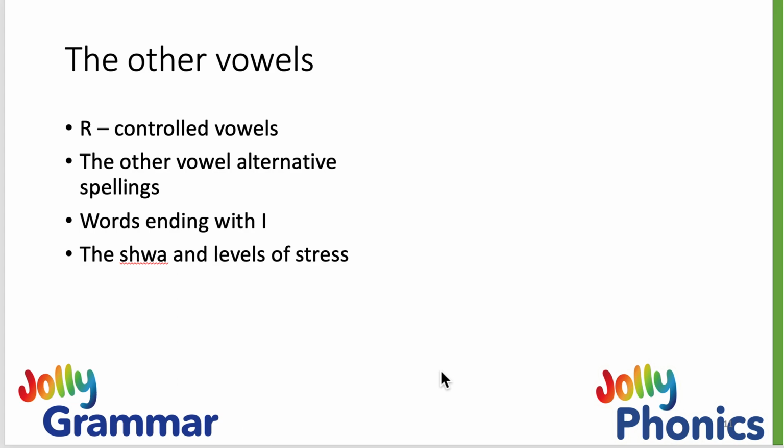Other vowel sounds are R-controlled vowels like the ar sound, the air sound. There are other alternative spellings, and words ending with E. You can also talk about those words, the schwa, and level the stress. All those things are discussed in the grammar programs.